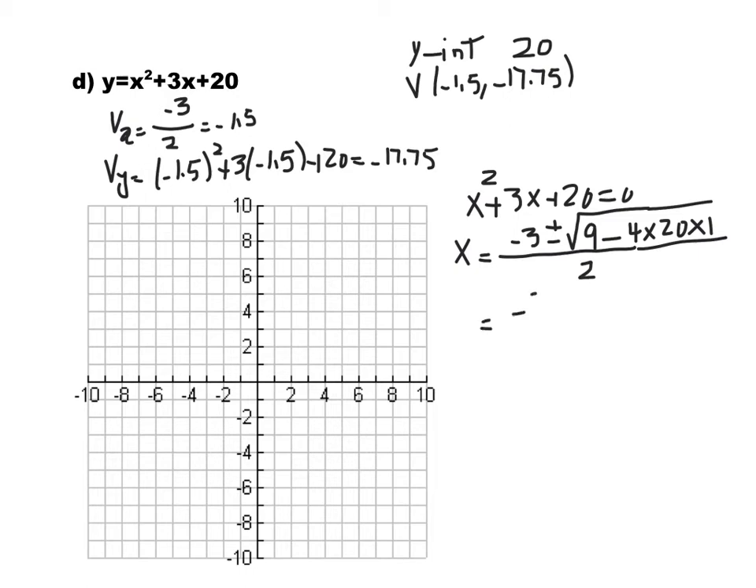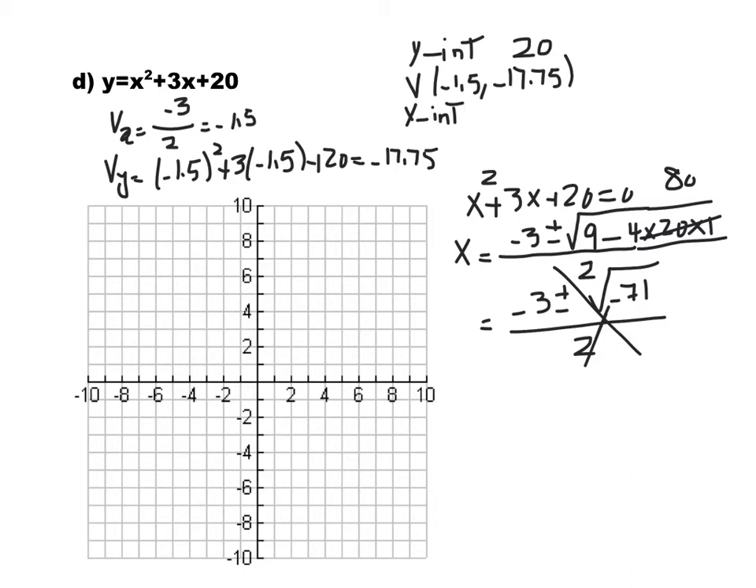This gives us negative 3 plus or minus the square root of 4 times 20, which is 80, times 1, which is 80. So this one becomes 80. 9 minus 80 is negative 71. And by now you know that the square root of a negative number does not exist. So this means that this one does not have any solution. So for the x-intercept, we say none. There are no x-intercepts here.